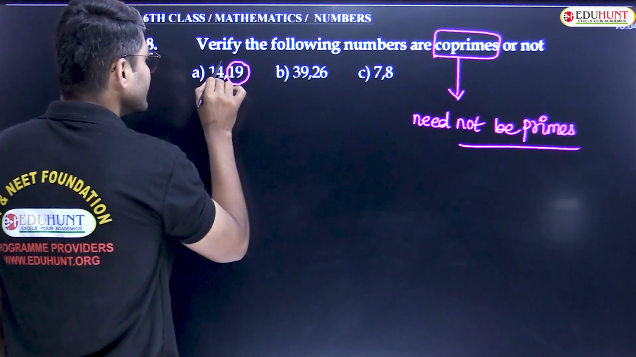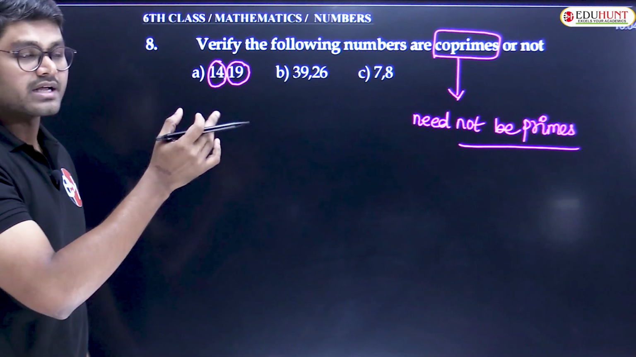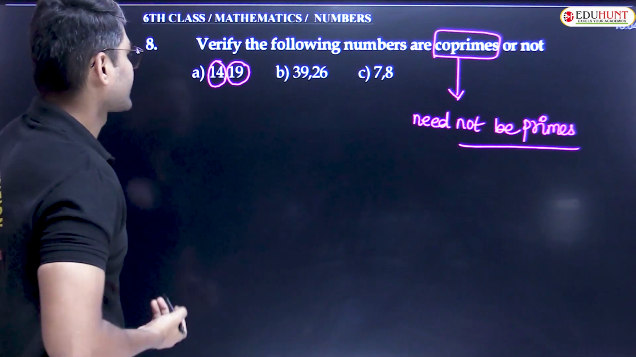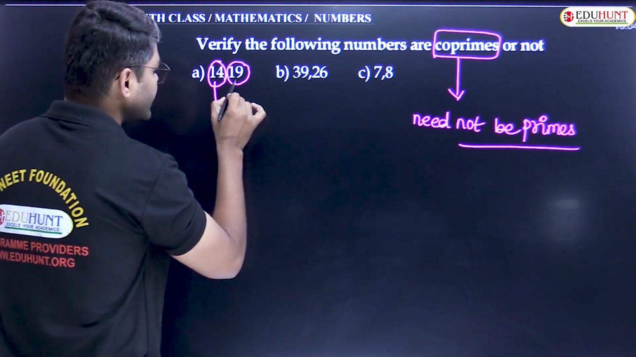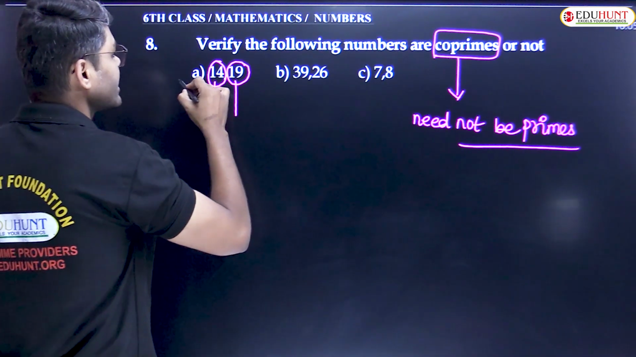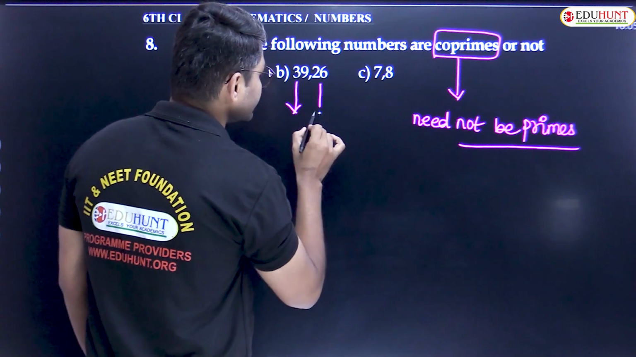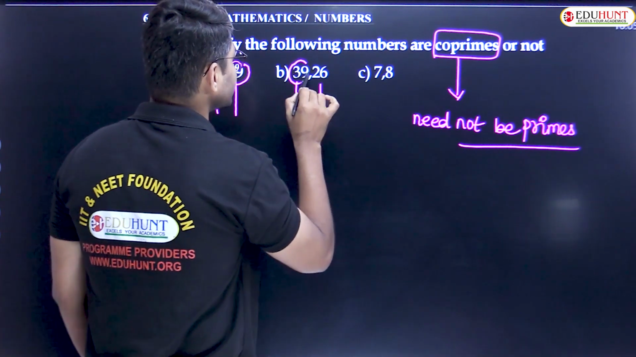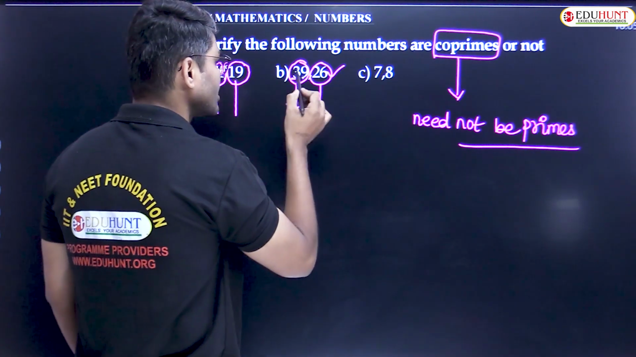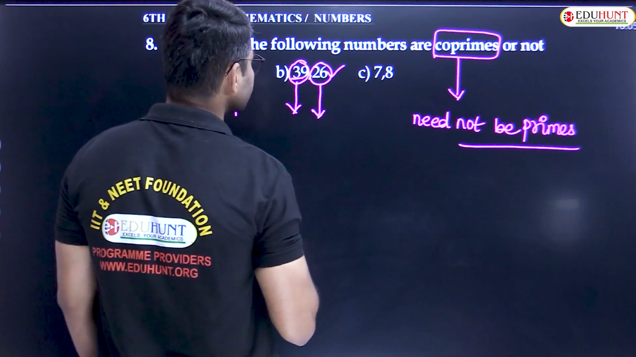19 is a prime number, but 14 is not a prime number. Even though one number is not a prime number, they can be co-prime numbers if they don't have any common factor other than 1. Here 14 and 19 are not having any common factor other than 1, therefore this pair is co-prime. And this is 39 and 26. This 39 is divisible by 3, 26 is not divisible by 3. And this is divisible by 2, this is not divisible by 2. These are also co-prime numbers.